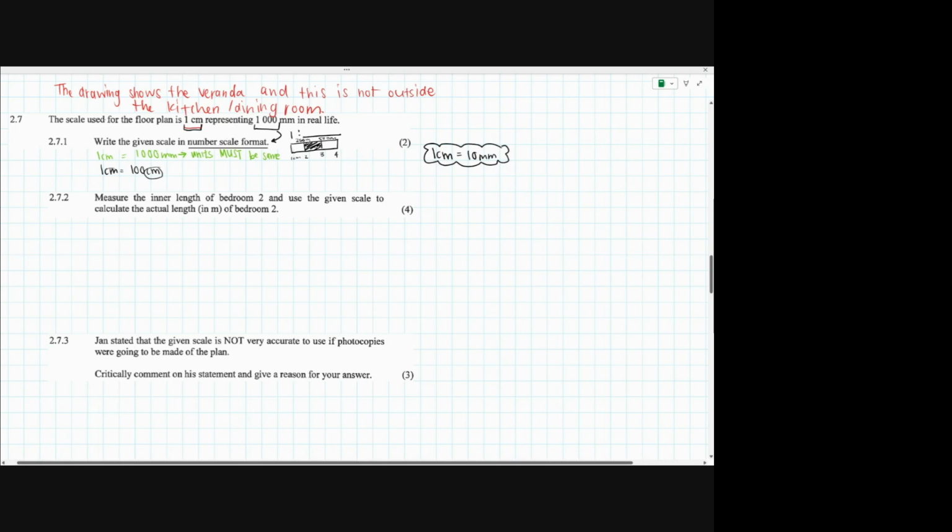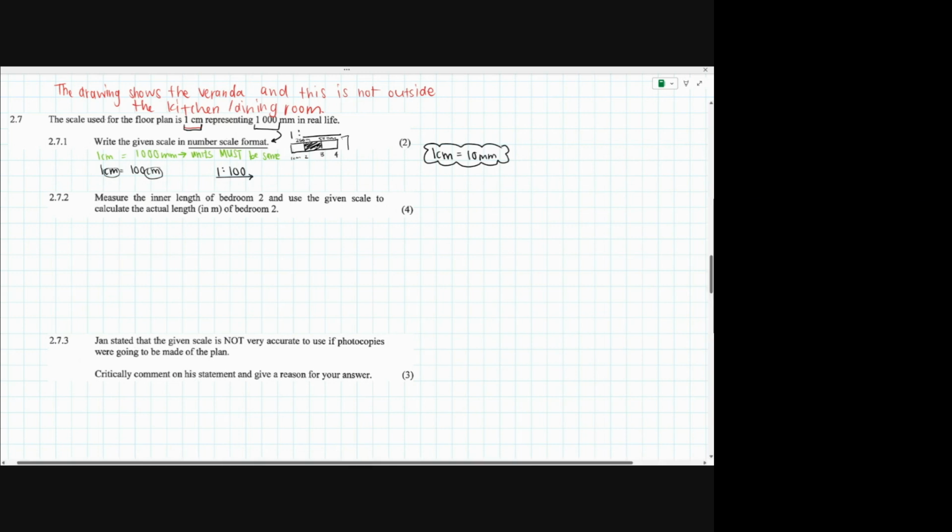My units are now the same, which means I can actually drop them. And so this number scale that is used for the plan is 1 is to 100. Every 1 centimeter I measure on my map is equal to 100 of that same unit, 100 centimeters in real life. So the important thing for number scales is your units has to be the same.